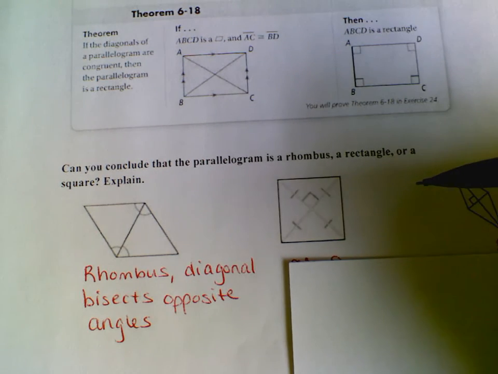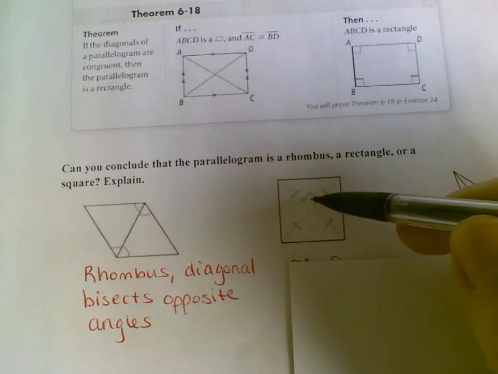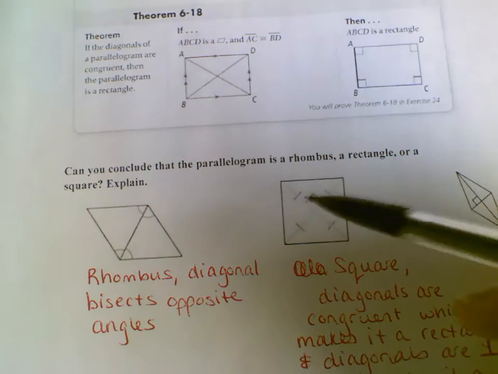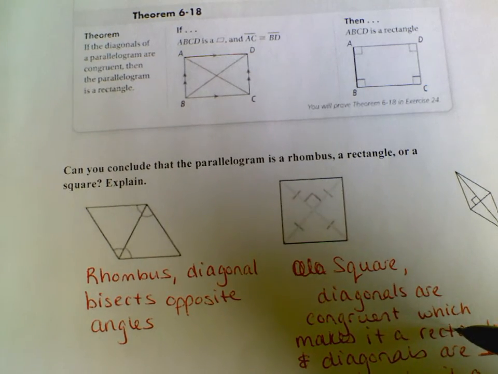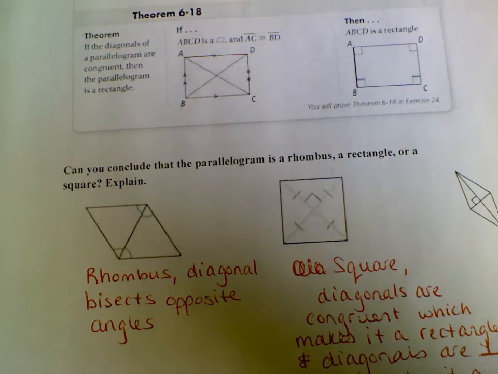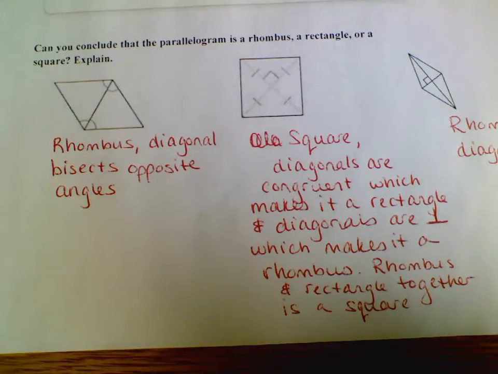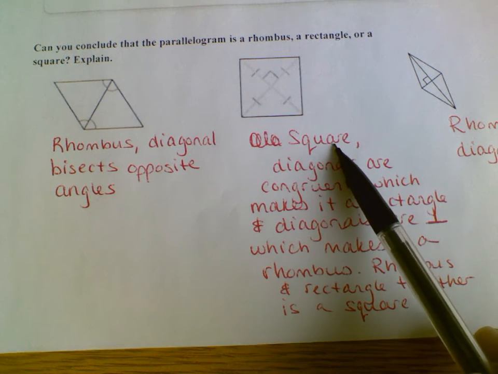So what this ends up being is twofold. If my diagonals form a right angle, that means I'm going to be a rhombus. If my diagonals are congruent, that means I'm going to be a rectangle. Every time you have a rhombus and a rectangle, that means it's going to end up being a square. So I have several things that I have to say. I first identify that it's a square.